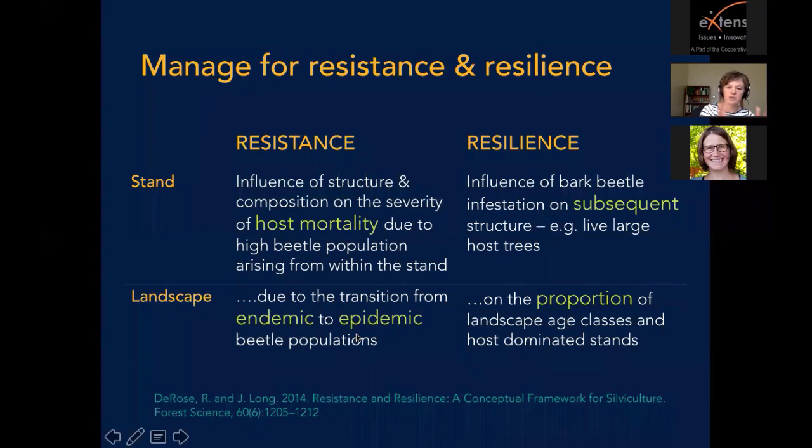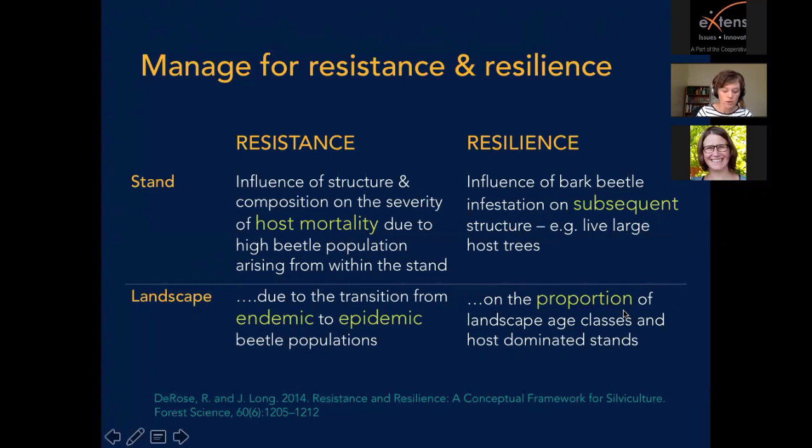The way they refer to resilience is what happened after the disturbance. So it's the idea that it's the influence of the disturbance on the subsequent structure. So it says it right here. So a system is resilient when there's still trees, or maybe there's still live, large live host trees, so trees that would have been susceptible to. In the case of this paper, they're talking specifically about fire and spruce beetle. And then again, these are very similar, but you scale this up to the landscape proportion.